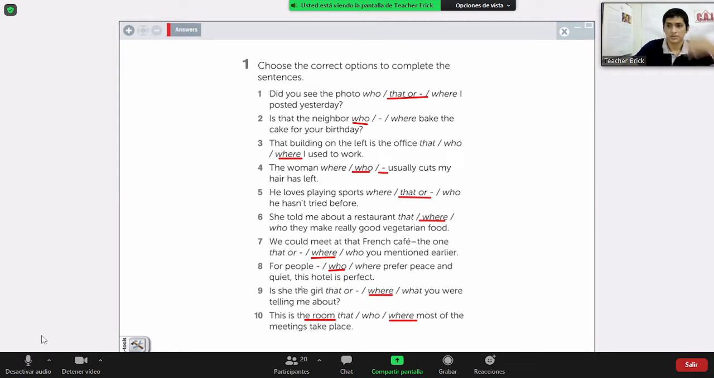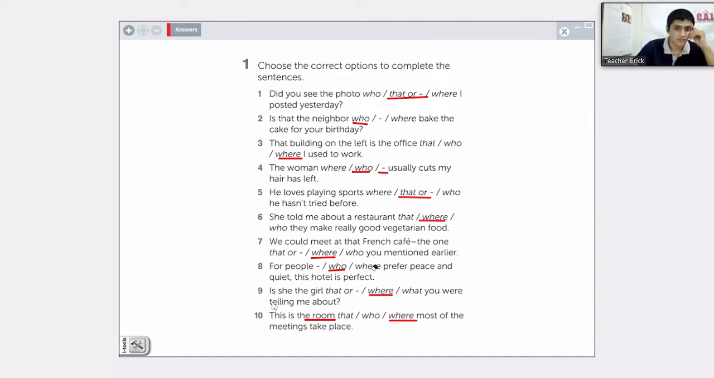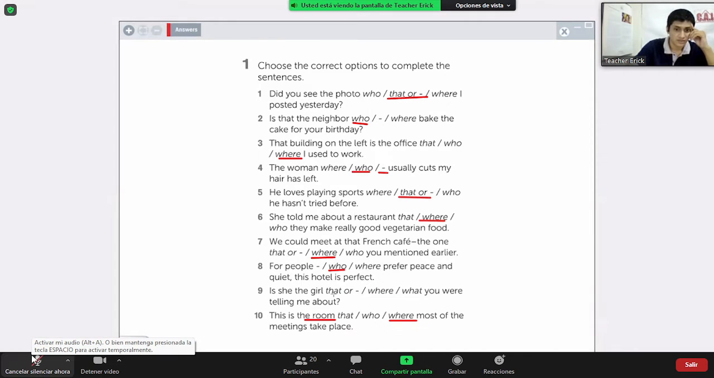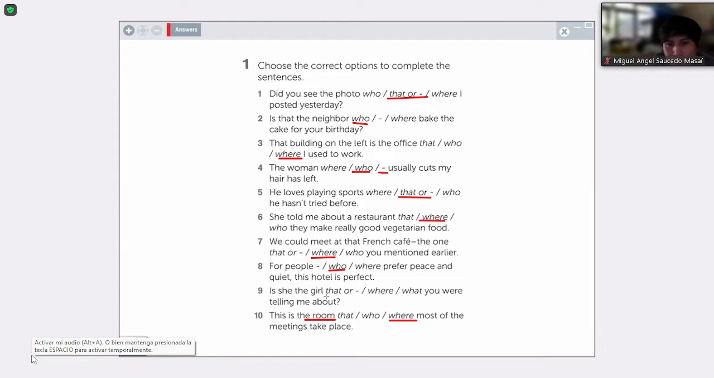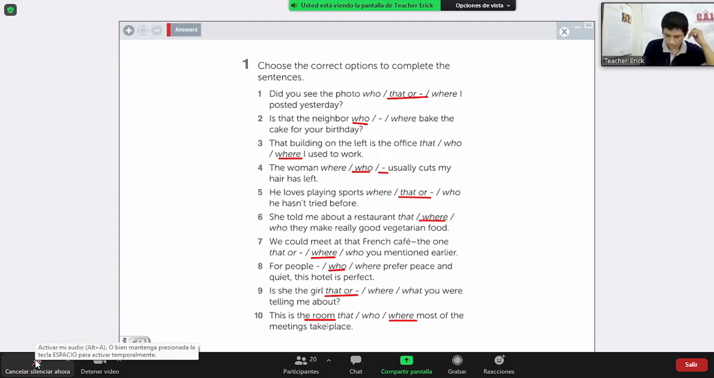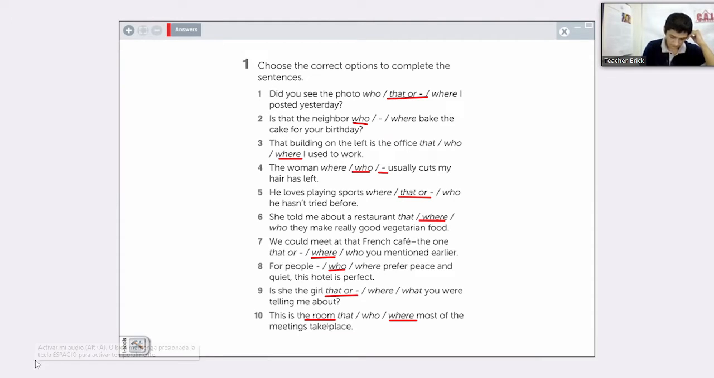Can you see any mistake? The last two should be that. In number 9, the last two, yes. So this one is okay. She's the girl that. The room in which most of the meetings take place. Do you think it's that or where in number 10? I think it's where.